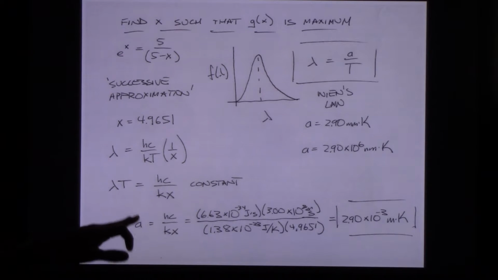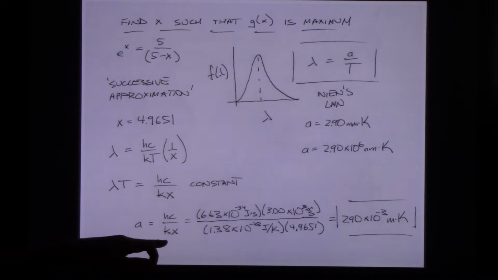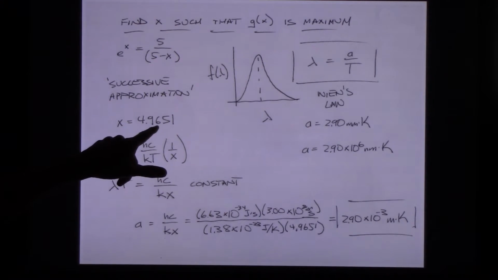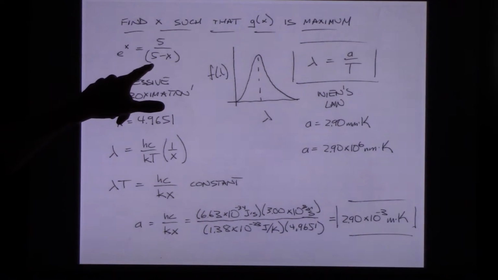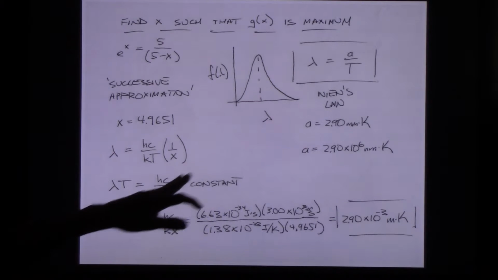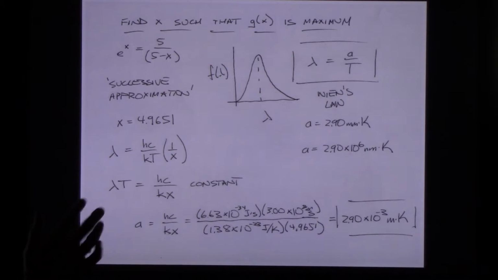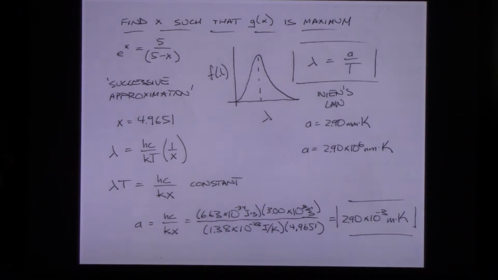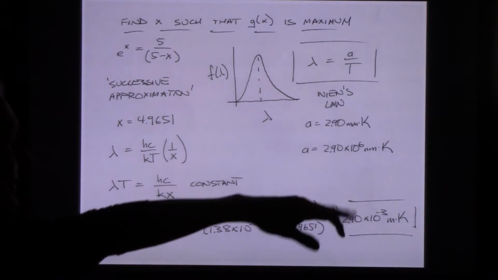And it's not just a bunch of standard physical constants. It's also got this number in it, 4.9651, which is the solution to that equation that maximizes the function. All right, plugging everything in here, no big surprise, I hope. This is 2.90 × 10^-3 meter kelvins, so that's it.